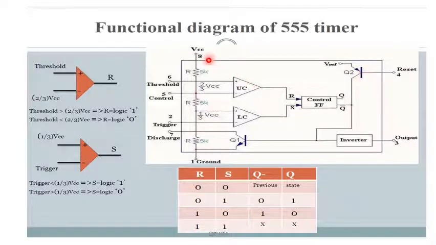So this is the functional diagram of an IC555 timer. Three resistors are used, acting like a voltage divider, along with 2 comparators, 1 flip-flop and 2 transistors.